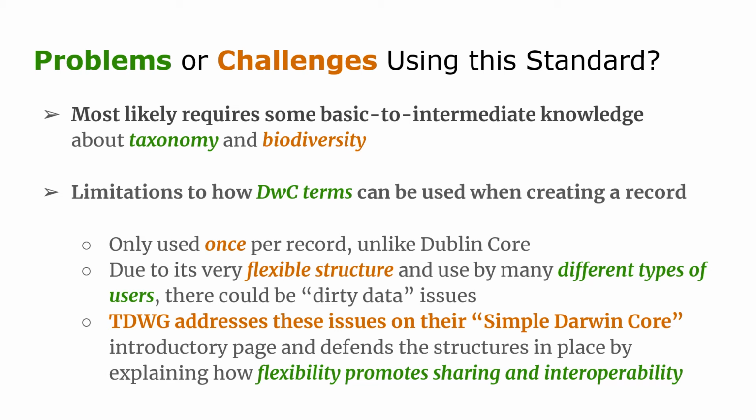There are also potential issues with Darwin Core, as with any standard, which TDWG acknowledges on their simple Darwin Core guide. These include that terms can only be used once per record, and that because of the simple structure in differing communities using the standards, the perception that data sets could be dirtied by bad data could be prevalent. TDWG defends the use of simple Darwin Core by explaining how its flexibility is actually a promoter of sharing, evaluating, and encouraging the interoperability of data and collaboration among different communities.